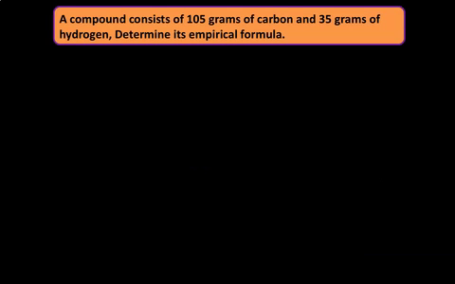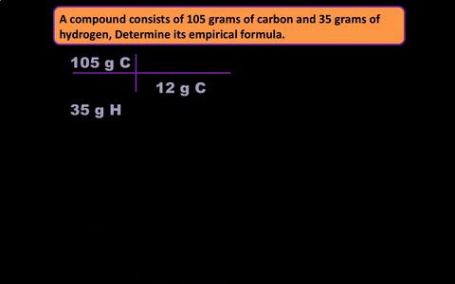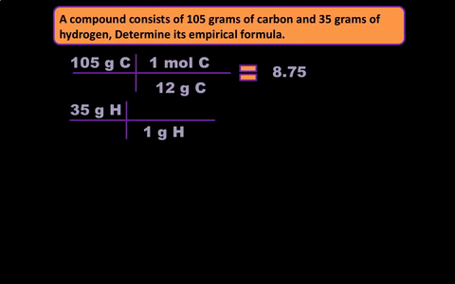Now we're going to figure out how to find each of these, so we'll do some examples. A compound consists of 105 grams of carbon and 35 grams of hydrogen. We want to determine its empirical formula. The first thing I want to do is change each of those into moles, because we can't compare grams of two different substances. We have to compare moles. I know from the periodic table that there's 12 grams in carbon, so I divide that out, and that gives me 8.75 moles of carbon. I do the same thing with hydrogen, which is 1 gram off the periodic table, so that gives me 35 moles.